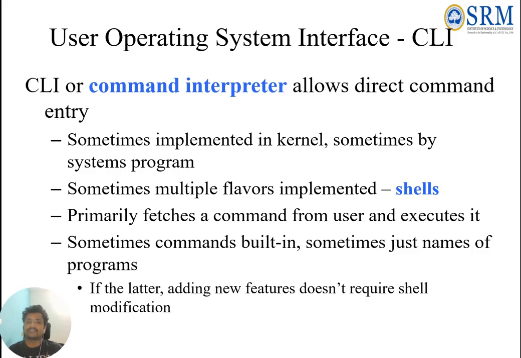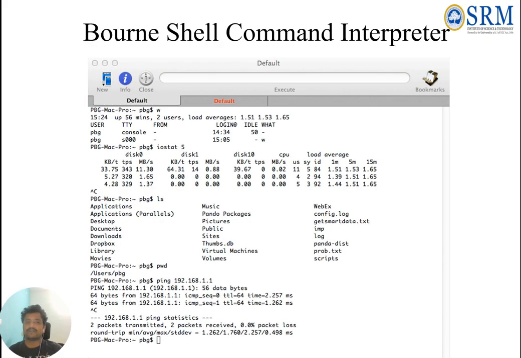It is built in and available inside the particular OS, where this particular interface is available to provide and visualize the services being provided by the OS. This is one of the shell command interpreters available in open source OS, where the command interpreter will look like this. Here we will be initiating with the particular file directory, PBG Mac Pro. This is a system file, where PBG is the file directory, initiated with the W command.